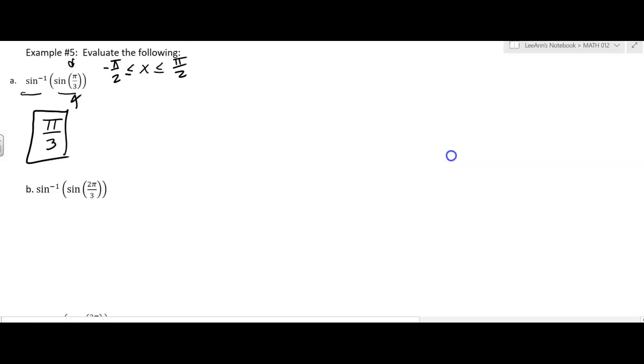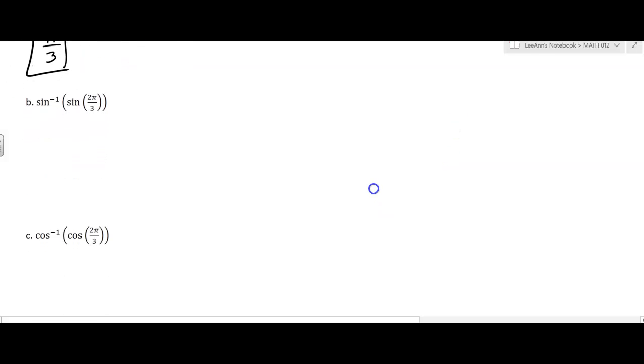So for pi over 3, in this case, x has to be between pi over 2 and negative pi over 2. But it is. Pi over 3 is in there, so we're all good. So that means this is just going to equal pi over 3. Okay, so there's the answer, and that might be what you were thinking the answer was going to be. All right, now the next one.